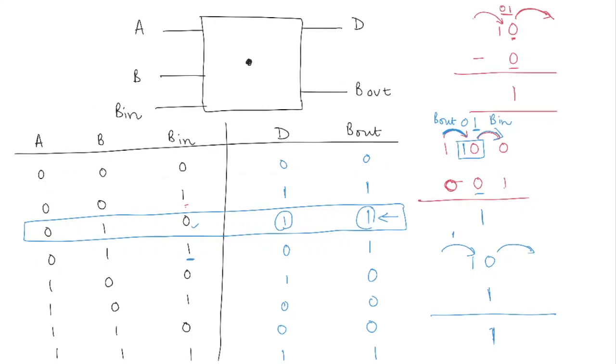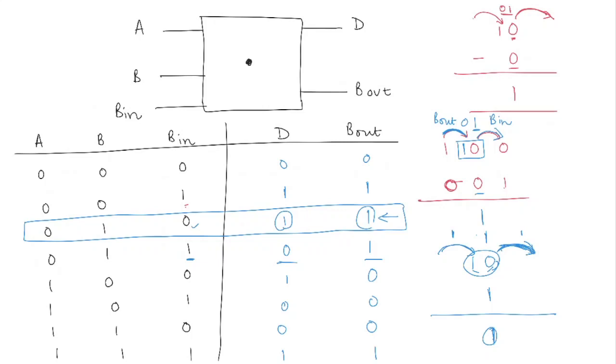Now what happens if B in was 1, if there had been a borrow here? Even in that case you'll have to borrow from here, so B out is going to be 1, but you have taken that borrow, so 1 has gone here, so this 2 becomes actually 1, and 1 minus 1 will be 0. So your result is 0 and your B out is 1. Okay, so that's your truth table for the full subtractor, and you can look up the solutions for the simplification and how you can get the Boolean expression and the digital circuit corresponding to the full subtractor.